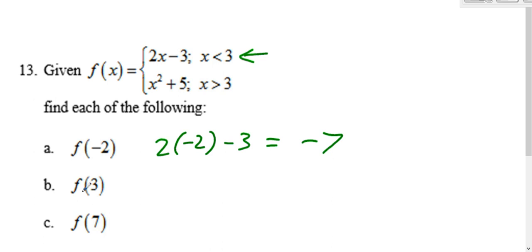F of 3. Neither of these allow you to plug in 3, because neither of them say or equal to. So there is no defined value. It's undefined. Because you're not allowed to plug it into either equation. If one of them had the or equal to, you would plug it into that one. But if it doesn't have it, you can't plug it in anywhere.